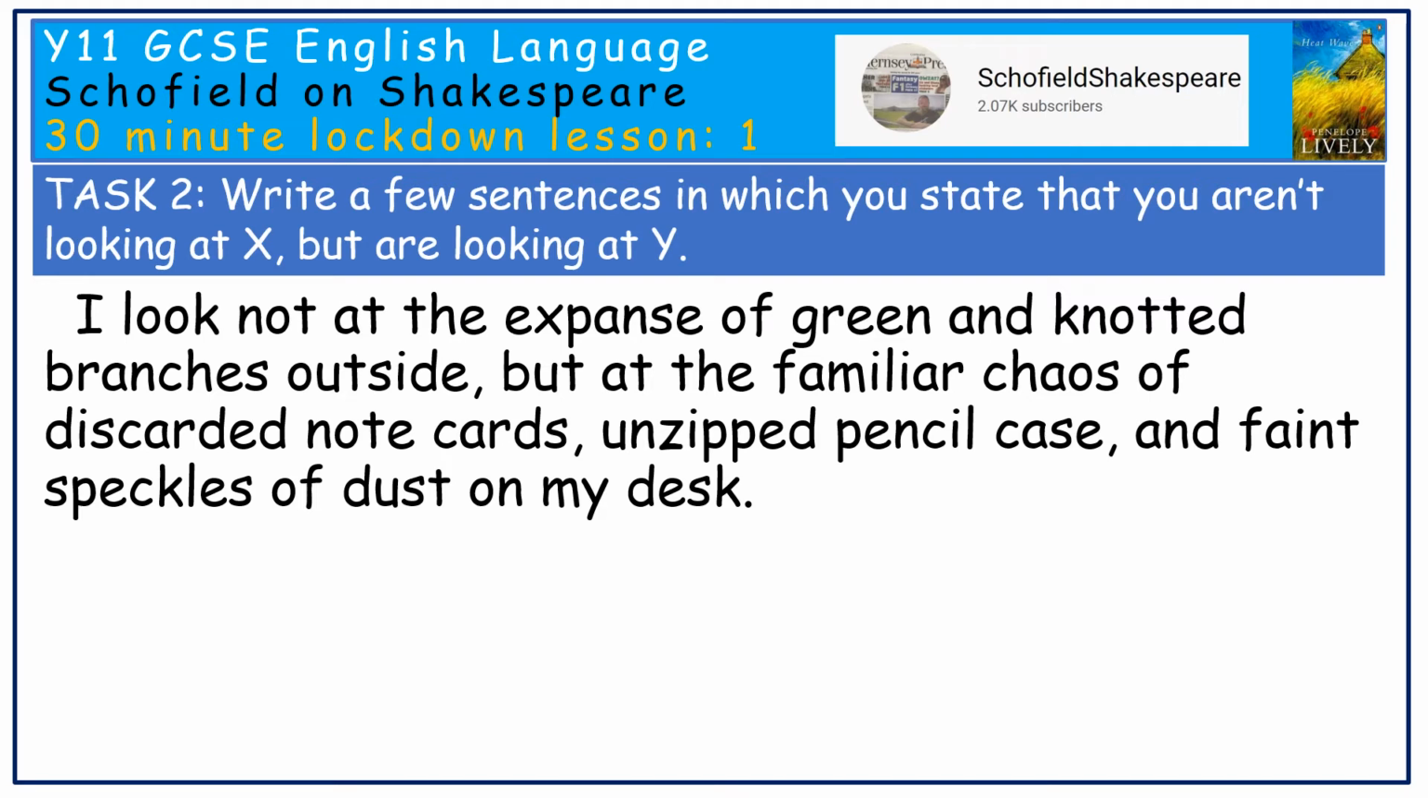I wrote, I look not at the expanse of green and knotted branches outside, but at the familiar chaos of discarded note cards, unzipped pencil case, and faint speckles of dust on my desk. I always think that with descriptive writing, small, specific details work much better than broader sweeping generalities. It's much easier to picture the familiar chaos of discarded note cards, unzipped pencil case, and faint speckles of dust than just say a really messy desk. Is this sentence also a way of showing, not telling us, that the writer is stressed?